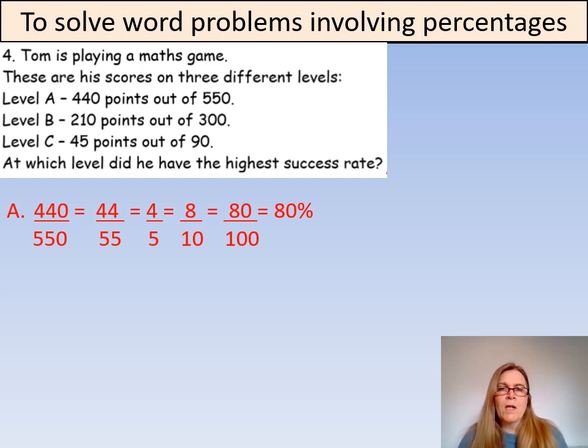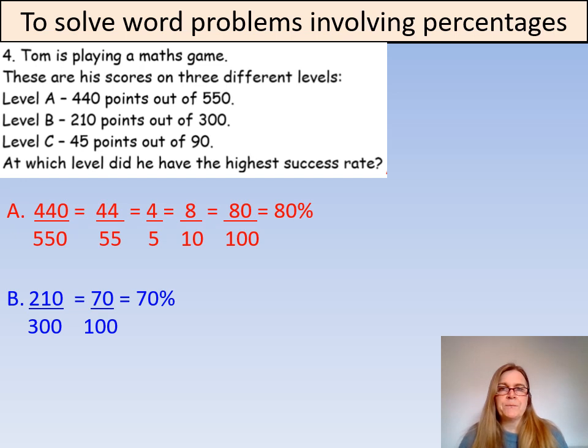Look at level A. 440 points out of 550 gives you the fraction 440 over 550. Now, the trick with these is to try to make the denominator into 10, because then you can easily turn the fraction into a percentage. So if you divide both the numerator and the denominator by 10, it is equivalent to 44 over 55. 44 and 55 can both be divided by 11 to give you 4/5. Now, double the numerator and the denominator to get 8/10, which is equivalent to 80 over 100, which is equivalent to 80%.